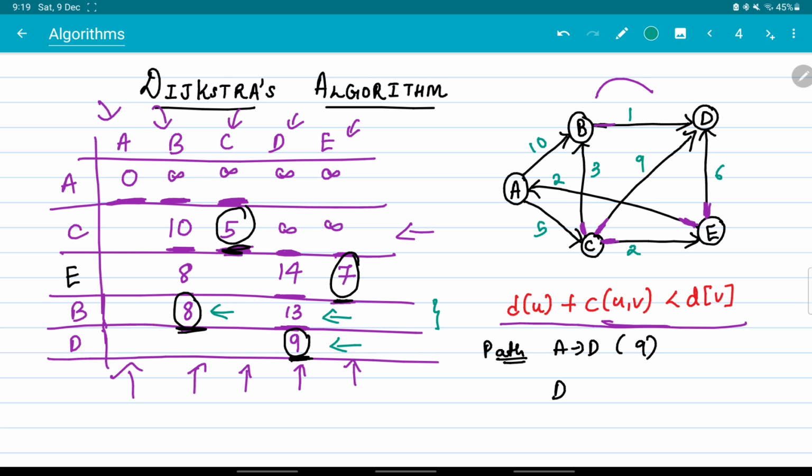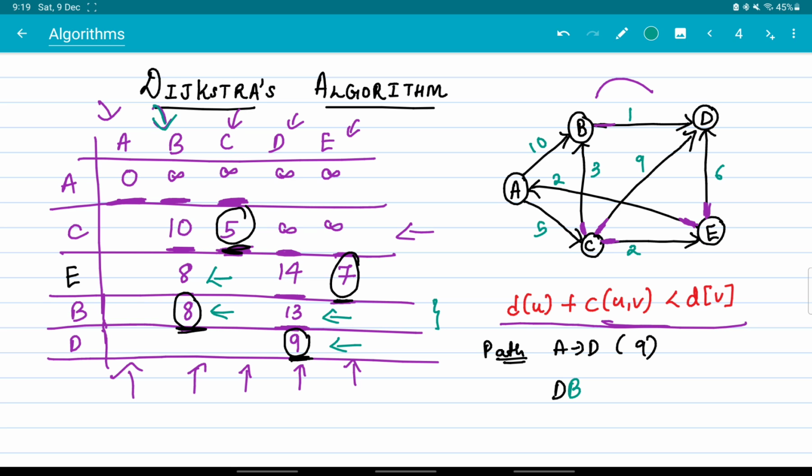Now 8 is the minimum value for which vertex? 8 is the minimum value for vertex B, right? So I'll write B over here. Okay. Now I'll take the pointer to the previous level again. Now I'm taking the pointer to the previous level. Now if you see, the value of B has not changed, right?